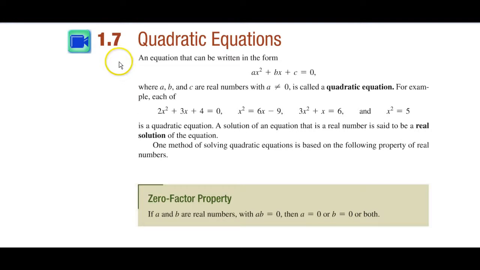We're now going into the last topic of Chapter 1, which completes our review of elementary algebra, although some of this stuff is challenging. We're going to now look at quadratic equations. Now, we had said earlier that an equation is to the first degree as long as the exponents on the variables were to the first degree.